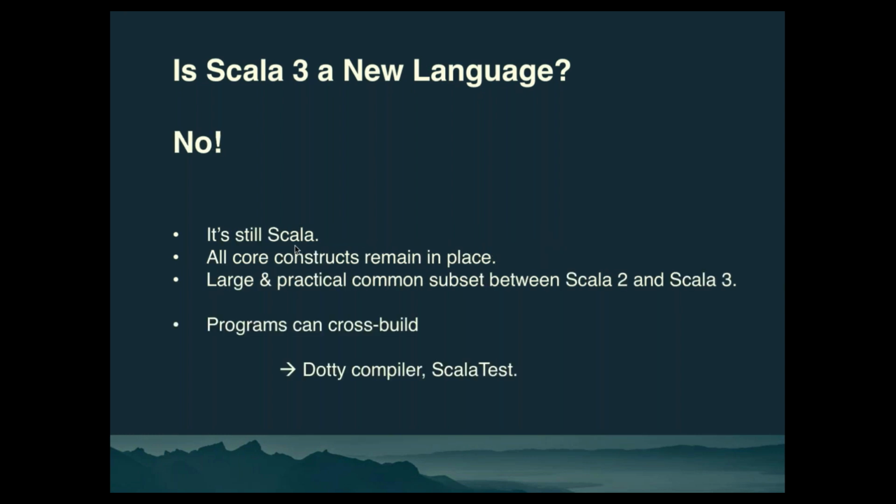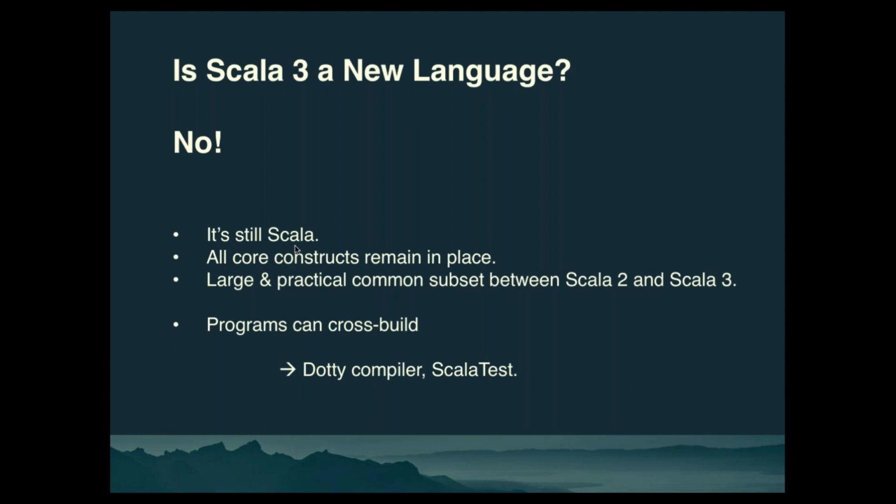But you could also say, no, it's not really a new language. It's still recognizably Scala. It looks like Scala. All core constructs remain in place, and there's a large and practical common subset between Scala 2 and Scala 3. How do I know that? Well, because our own compiler, which is close to 100,000 lines, is actually, or was until last week, written in that practical common subset. Because it was written in the common subset, we couldn't really experiment with all the new features, but it wasn't constraining at all. So that compiler got first compiled with Scala 2.12, and then it compiled itself. So all the features in the compiler are valid under both 2 and 3.